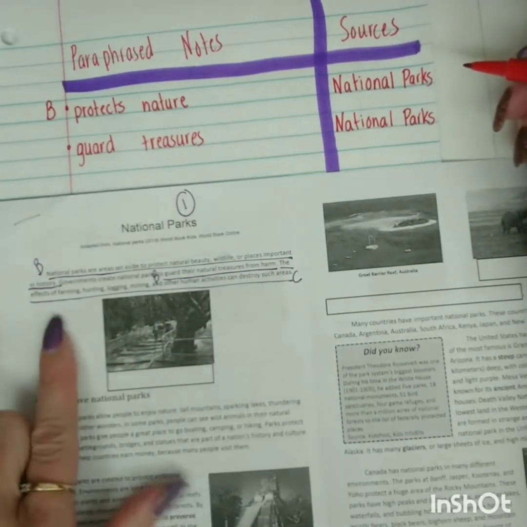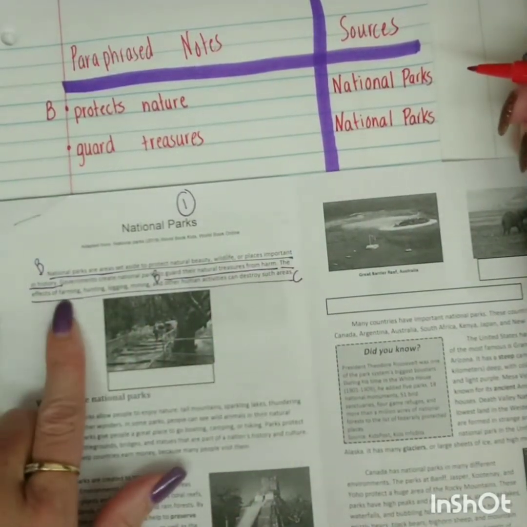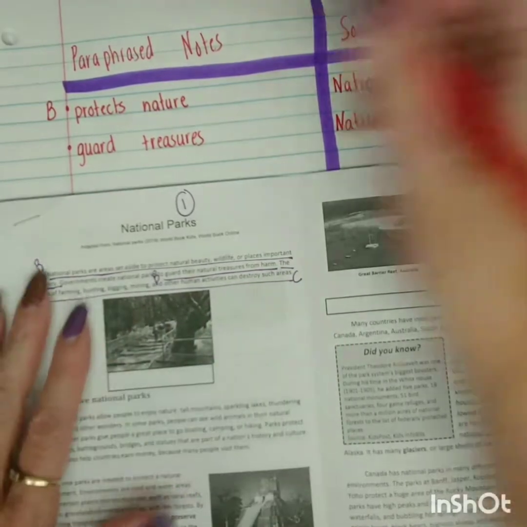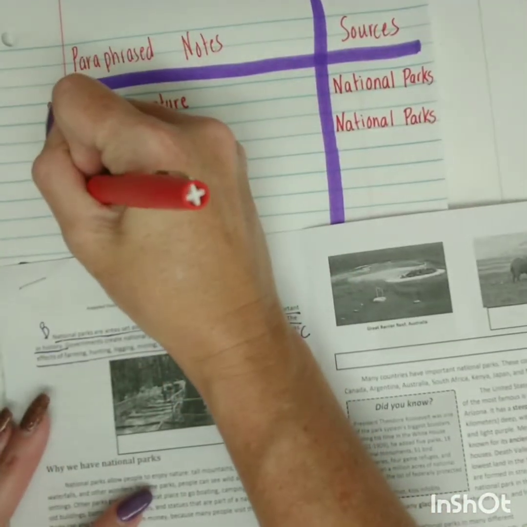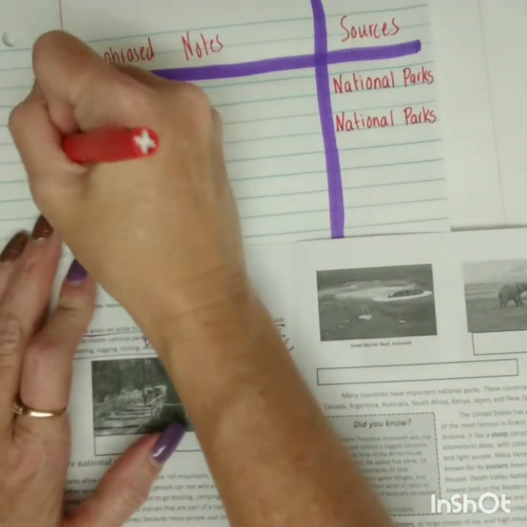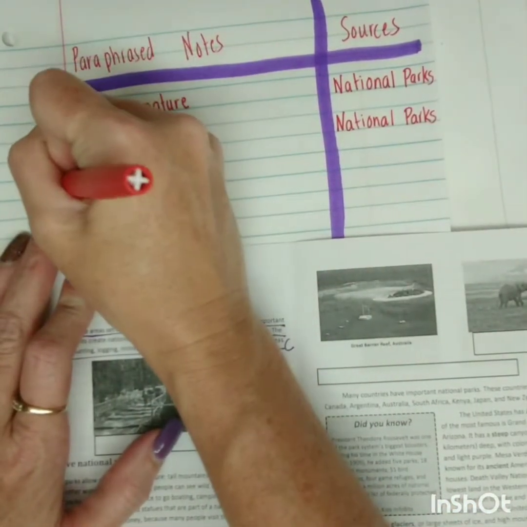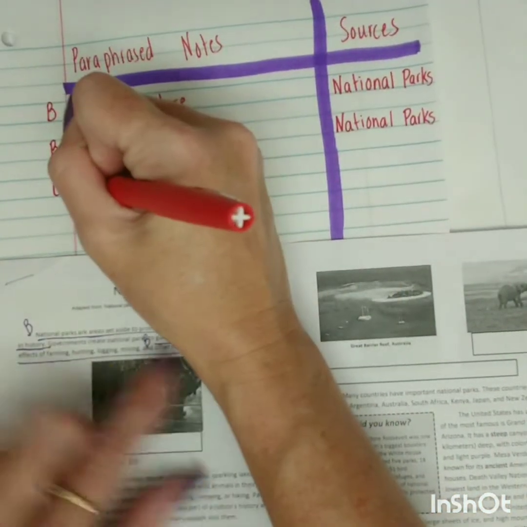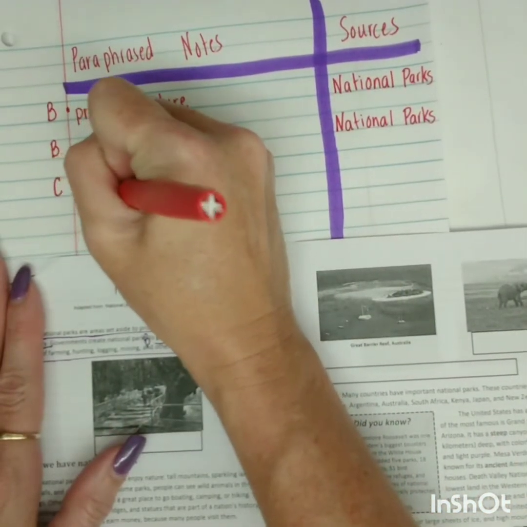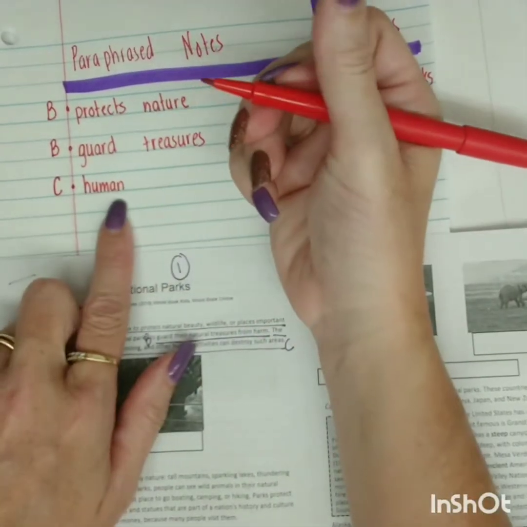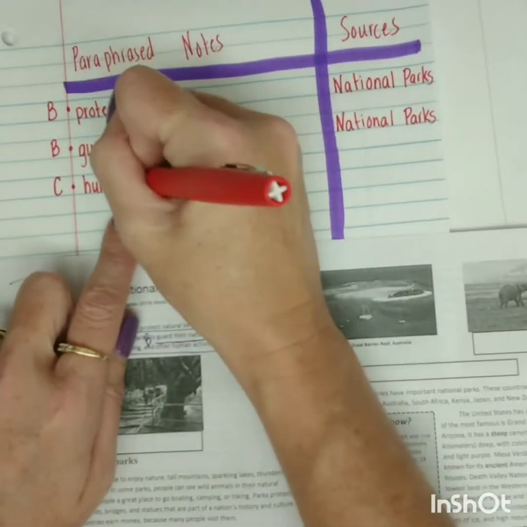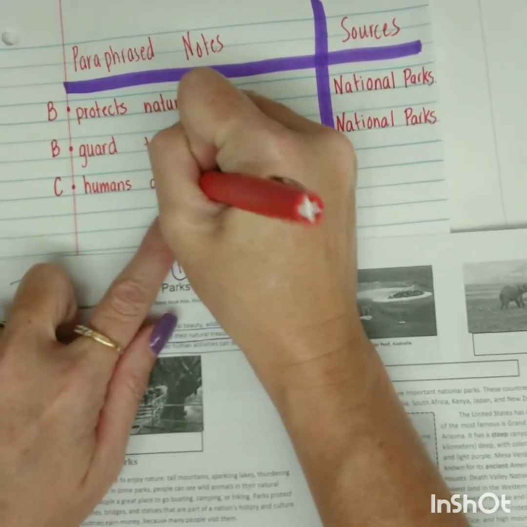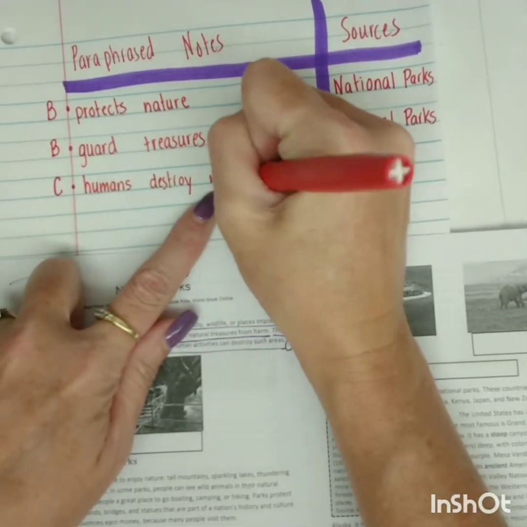All right, this last one, the effects of farming, hunting, lodging, mining, and other human activities destroy such areas. All right, and I'm going to mark that one with a B, because that's a benefit. Now I'm going to mark this one with a C, and I'm going to say human activities destroy areas. I'm going to say humans destroy nature.